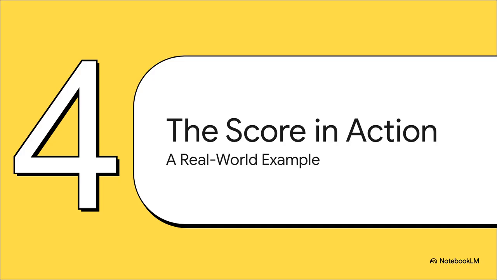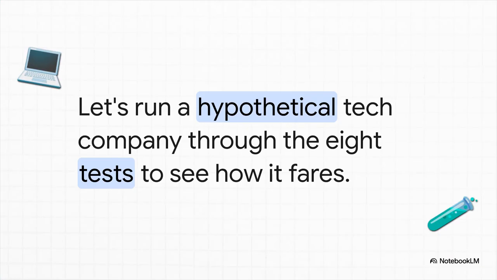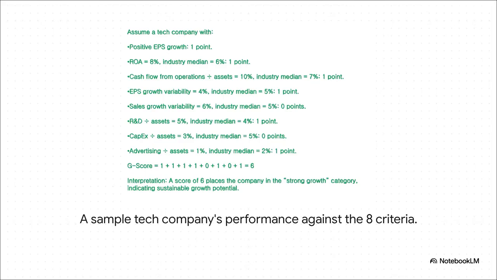Okay, that's a lot of theory. It's interesting, but how does this actually work in practice? Let's put this score into action and see what happens. We'll take a hypothetical tech company and run it through all 8 of these tests to see how it does. All right, so here you can see the scorecard for our company. Let's just pick out a couple of examples. It gets a 1, a pass, because its return on assets is higher than its competitors. That's a good sign. But, look here. It gets a 0 for sales variability. That means its sales numbers are way more jumpy than others in its industry, so no point there. You just go down the list like this, one by one. Pass or fail, 1 or 0.